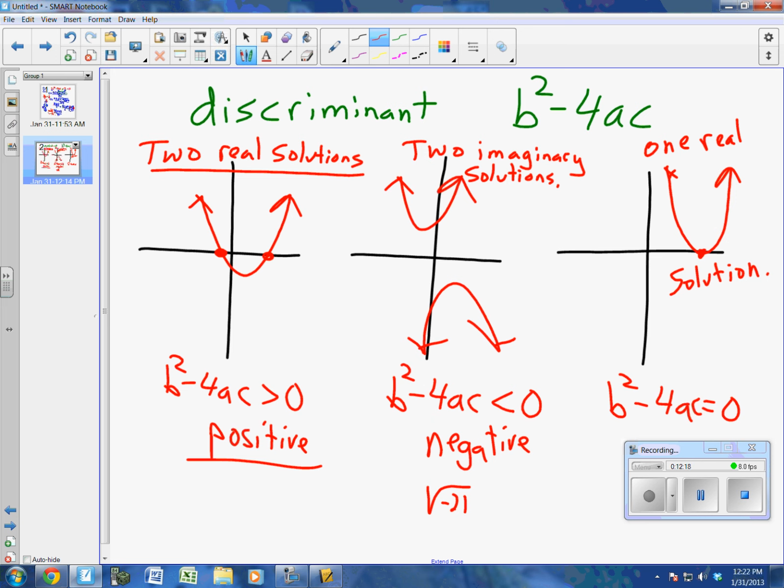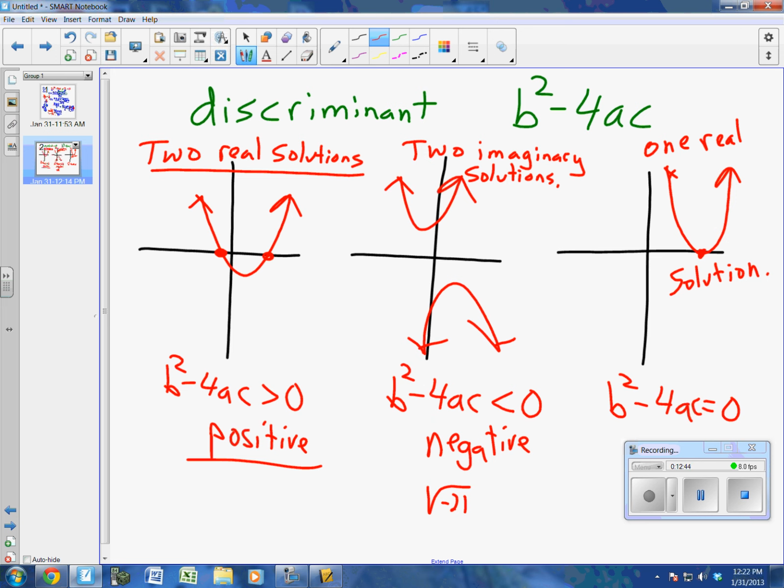Wouldn't this eventually cross this one right here? That's the y-axis. Yes, you're right. It will always cross the y-axis once, but that's not what we're looking for when we're solving a quadratic equation. We're looking for where it crosses the x-axis.